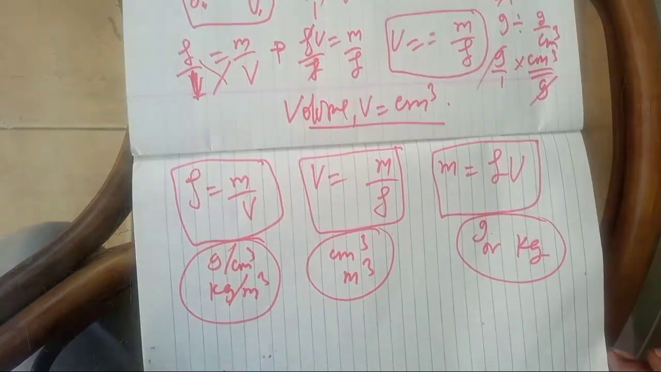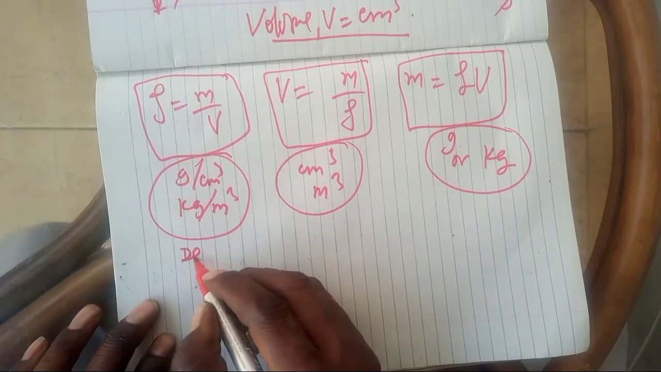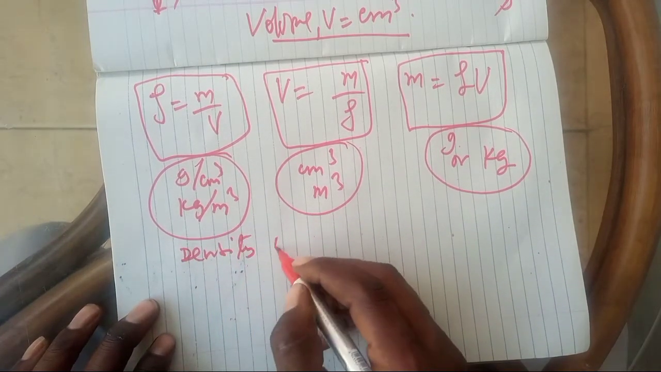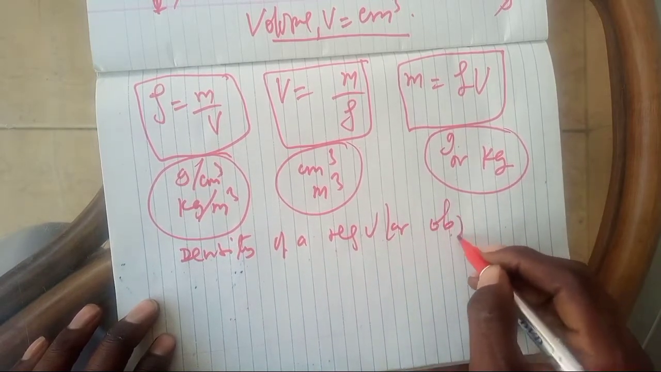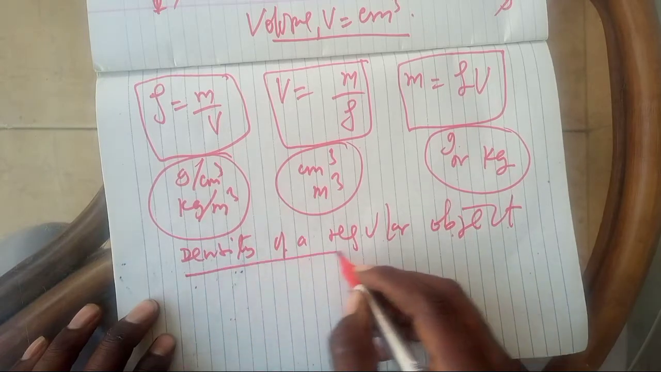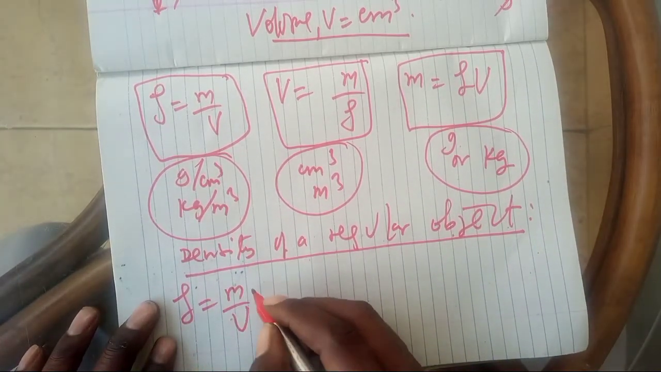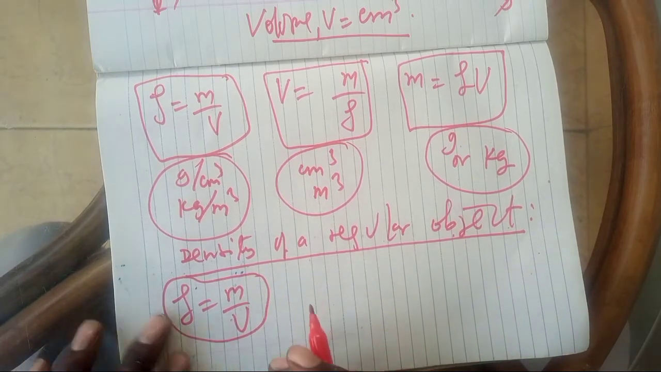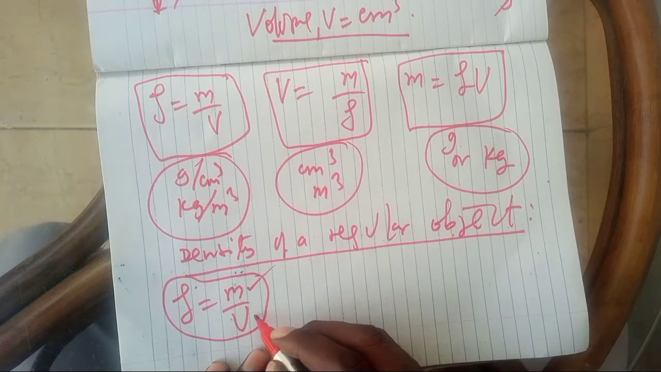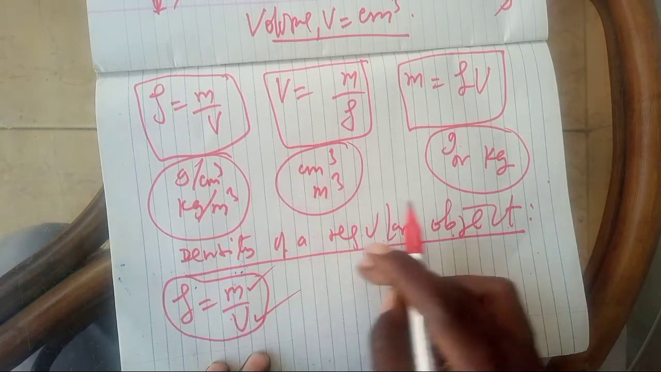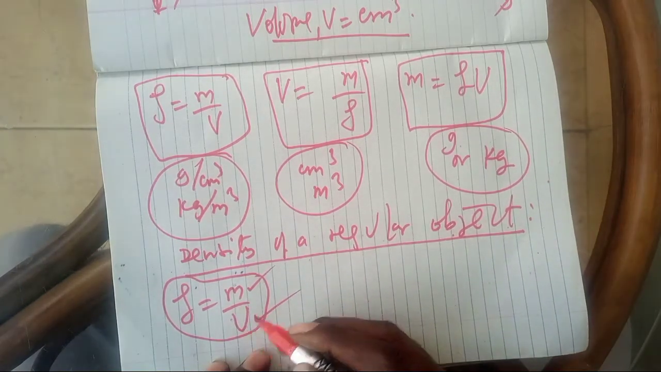If you are talking about the density of a regular substance, density of a regular object, from density is equal to mass over volume. Density of a regular object is only determined if there is a mass of the substance and the volume of the substance. So a regular object is an object that has specific specifications or dimensions.